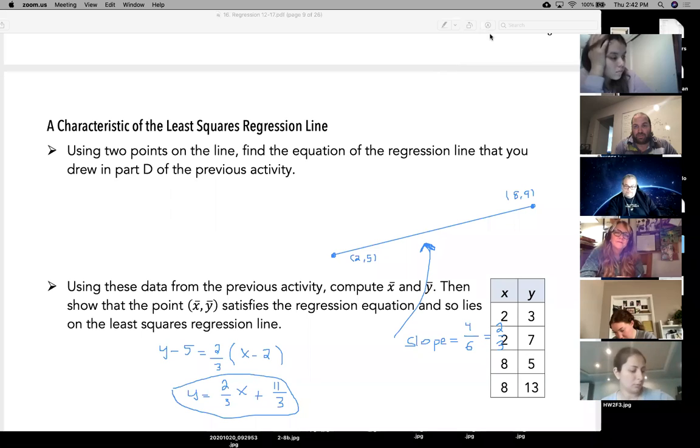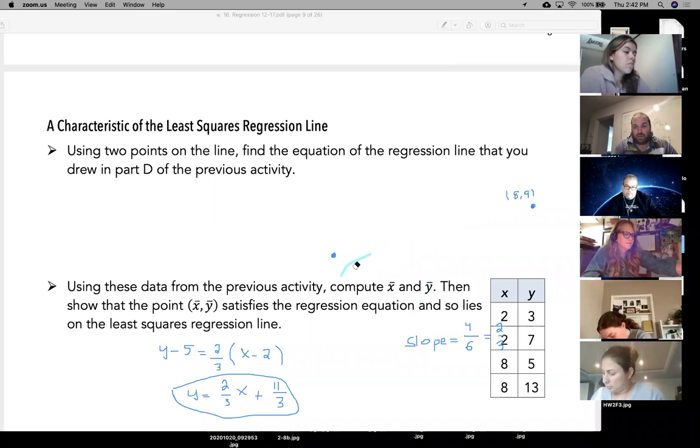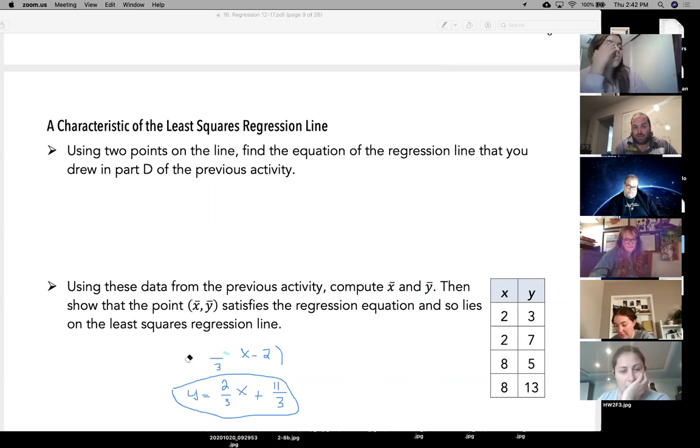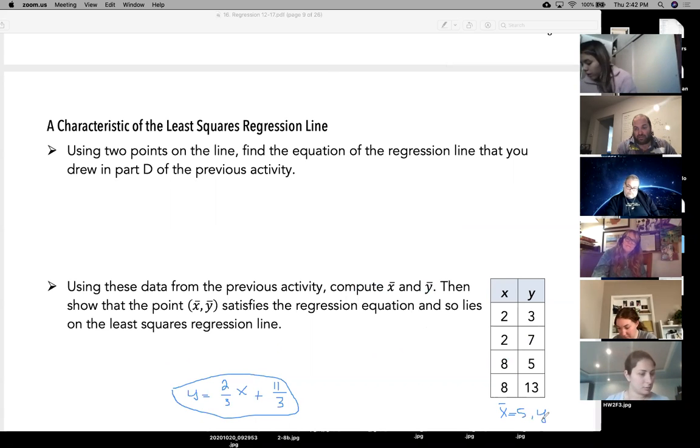Okay, I'm going to erase some of this other stuff, but I'm going to keep the line. So watch this. What is the average of the x's? What is x bar equal to in this example? 5. Good. And what is the average of the y's? 28 divided by 4 is 7.